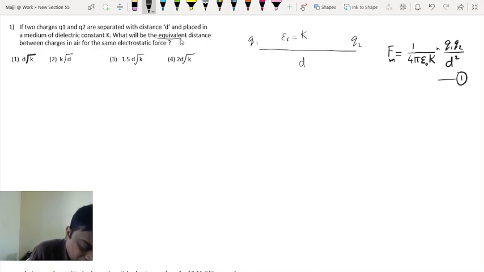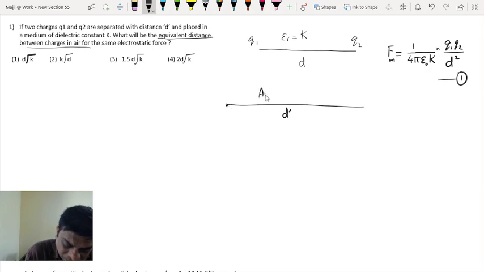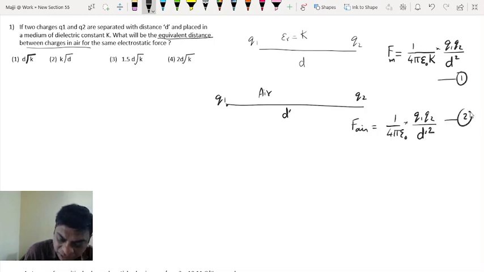Now we have to find the equivalent distance between charges in air for the same electrostatic force. So let us say that the new distance is d dash in air or vacuum. Both the charges have been shifted to a new distance. Now this force in air will be simply 1 by 4 pi epsilon 0, because for air we take epsilon as epsilon 0. The charges remain same, but the separation has now changed to d dash. So as per the question, both the forces must be same. That is, force in the medium should be equal to force between the charges in air.